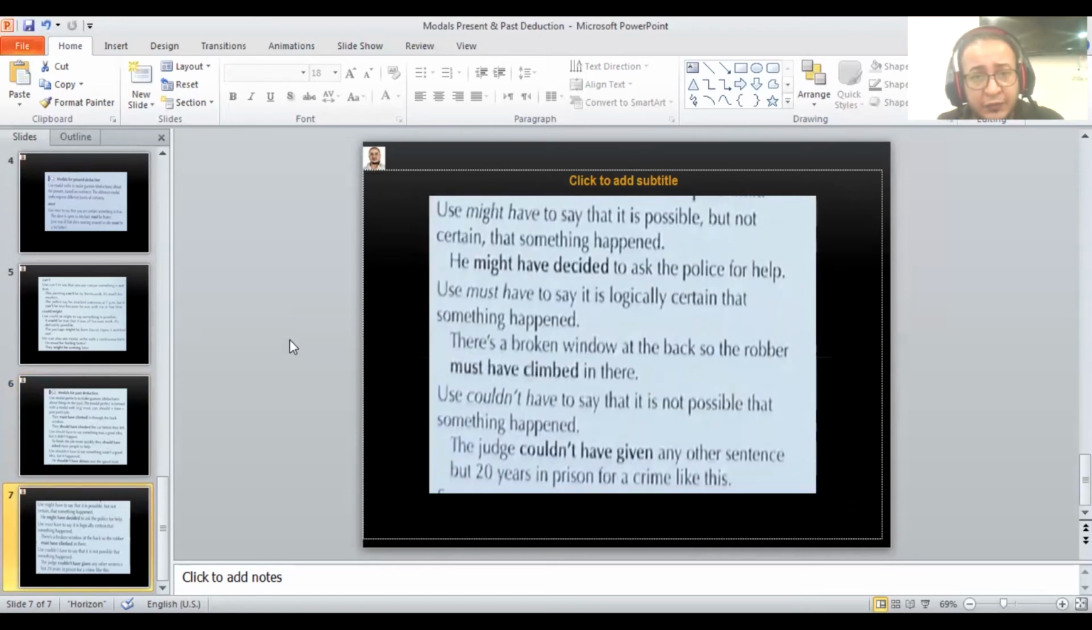Use might have to say that it's possible, but not certain, that something happened. He might have decided to ask the police for help. That means maybe he did, maybe he did not.